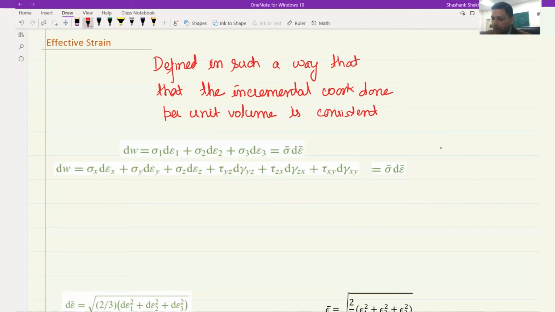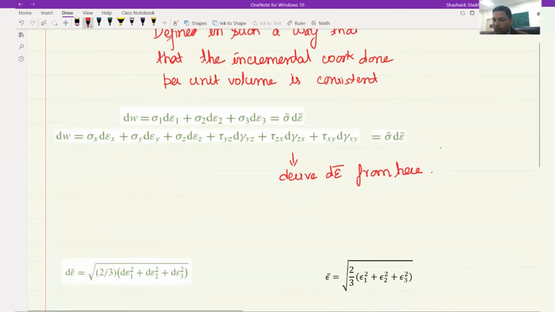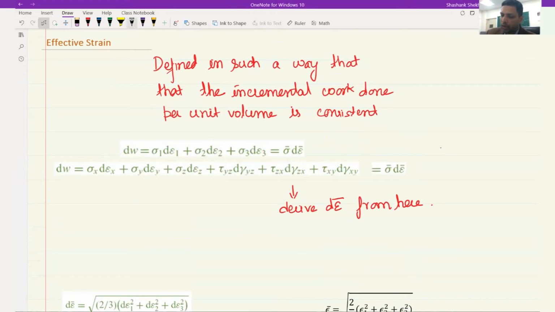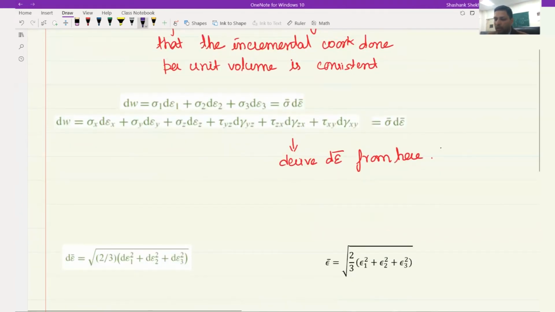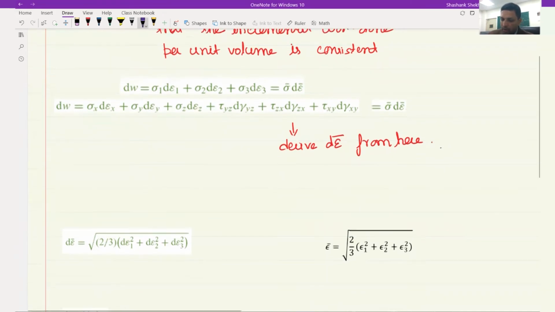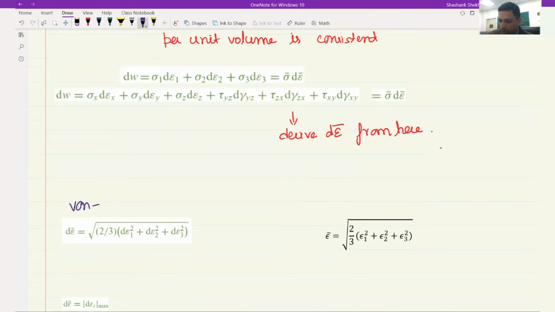And this is the relation from where we will have to derive the d epsilon bar. However, we will not go through the derivation, and you can look at chapter 6 in again Hosford and Cadell, which deals with effective stress and effective strain, and there you would be able to look at the more detailed derivation. But for now, it is sufficient to understand that the von Mises effective strain is given by this relation.